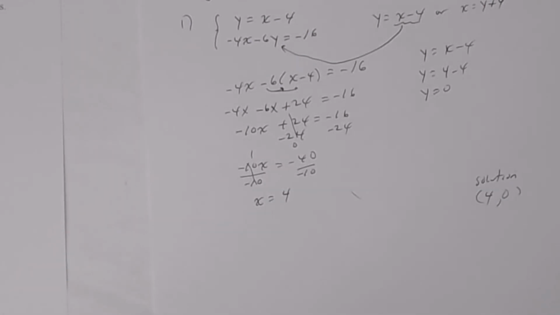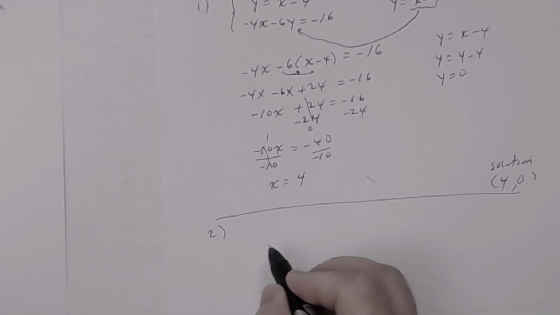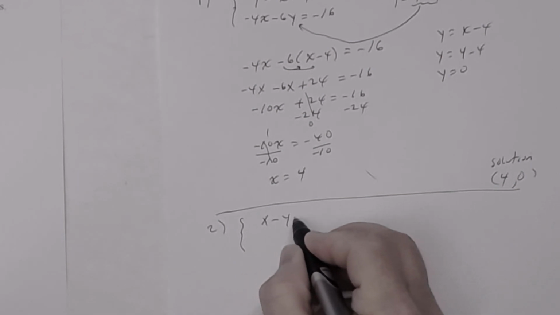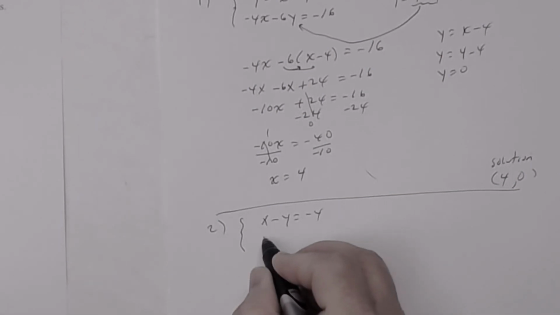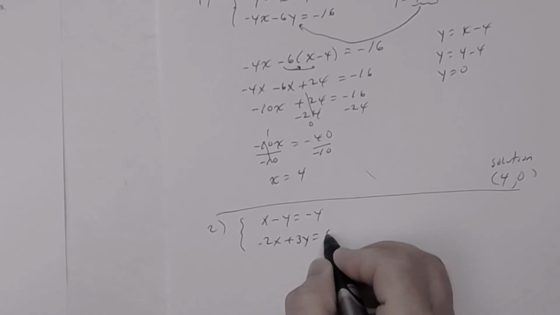All right, so that was number 1. So not that bad, right? Okay, now let's look at number 2. So number 2, my system is this. So I have x minus y equals negative 4, and then negative 2x plus 3y equals 6.